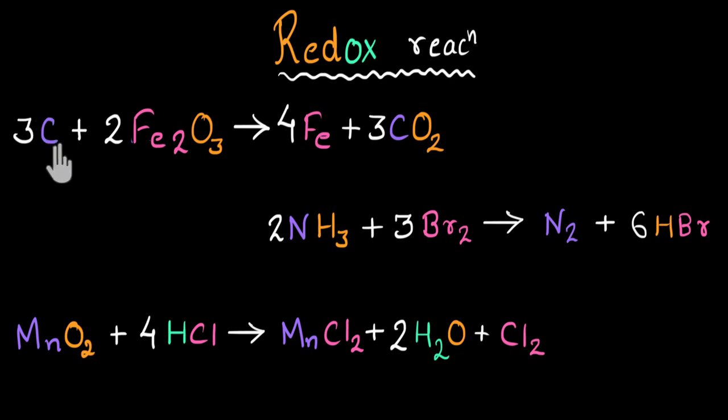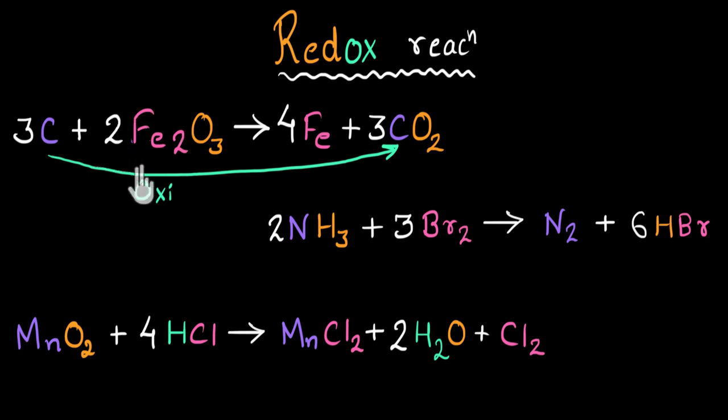So here I have carbon reacting with iron oxide and giving me iron plus carbon dioxide. If you focus on the carbon, initially carbon was alone, but after the reaction, carbon is combined with oxygen. That means oxygen is getting added to carbon during this reaction. And we know that oxygen's addition is called oxidation. So carbon is going under oxidation reaction.